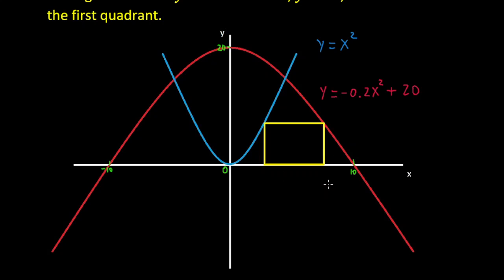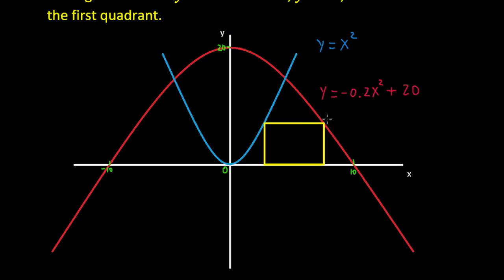But which one would give the maximum area of the rectangle? That's what we have to find out. Okay, so let's look at it this way. Since I just mentioned that the value of x and y may change, it's not fixed right now. We have to find out what the value is.